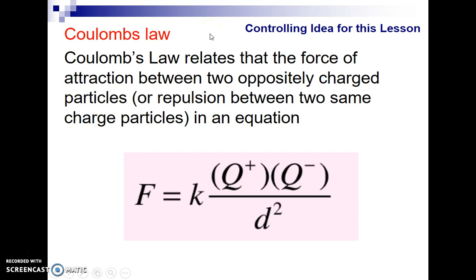Okay, and Coulomb's law relates the force of attraction between two oppositely charged particles in an equation, and this is the equation below. Okay, you by no means need to memorize this equation. We just need to understand the relationships that the equation predicts, which we're going to discuss on the next slide. But if you're looking at this equation, Q is charge, D is distance, and F is force.